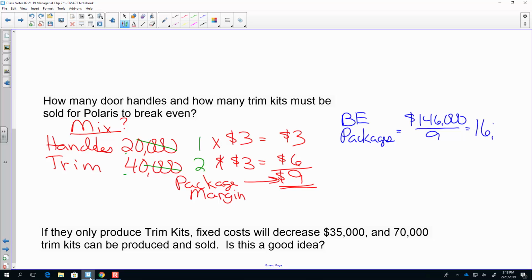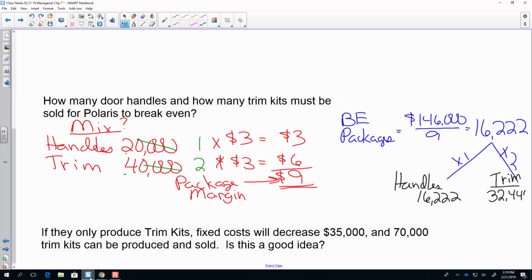That's not the answer, though, right? Now we got to times that by the mix. So we got times by 1, times by 2. So for handles, I'm sitting at that same number, 16,222. And for trim, I'm sitting at 32,444 to break even. So based upon the mix, based upon the margin, that's what we need to sell to break even.